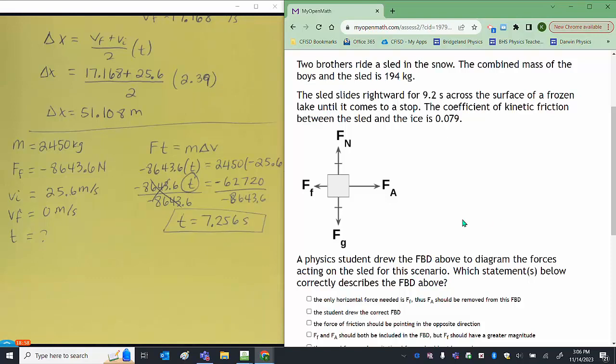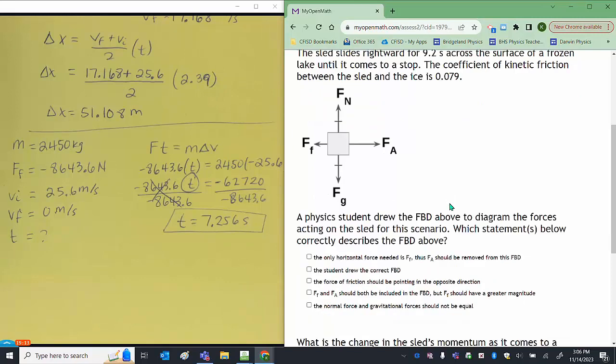So again, just like the last one I had, I shouldn't have an applied force here. Okay, there's nothing in here that says that they're pushing it forward. There's no continual force applied. It's simply moving in that direction already. And so whenever I look at this, I want to select the option that says the only horizontal force needed is FF, thus FA should be removed from this free body diagram.